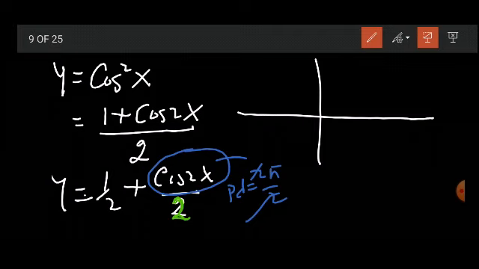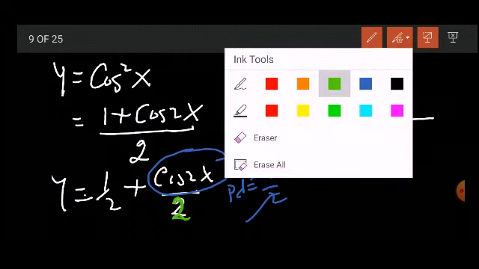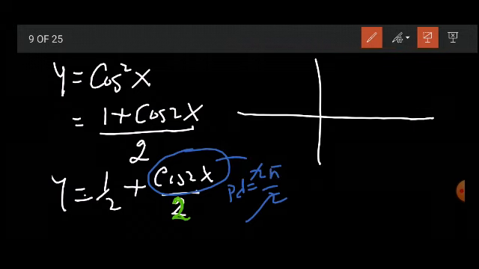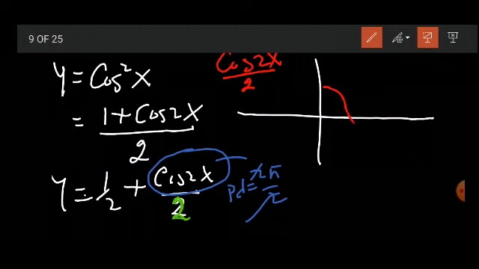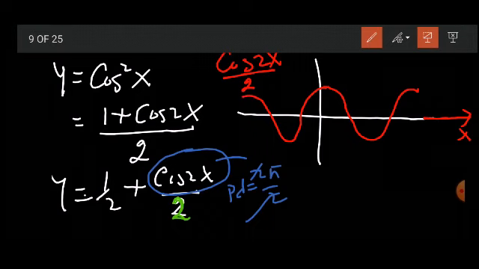Anyhow, let's first draw the cos x graph. So how to draw the cos x? Let me choose this red color. To draw cos 2x by 2, we will draw the cos 2x upon 2 graph. So let's say the graph goes this way, and here. This part is the entire cos 2x part. This is the x-axis, and the graph goes like this way, and so on.